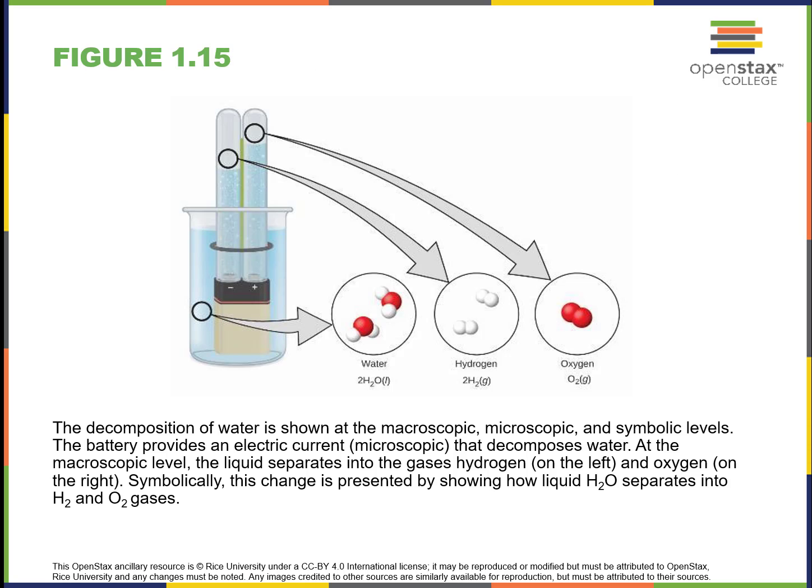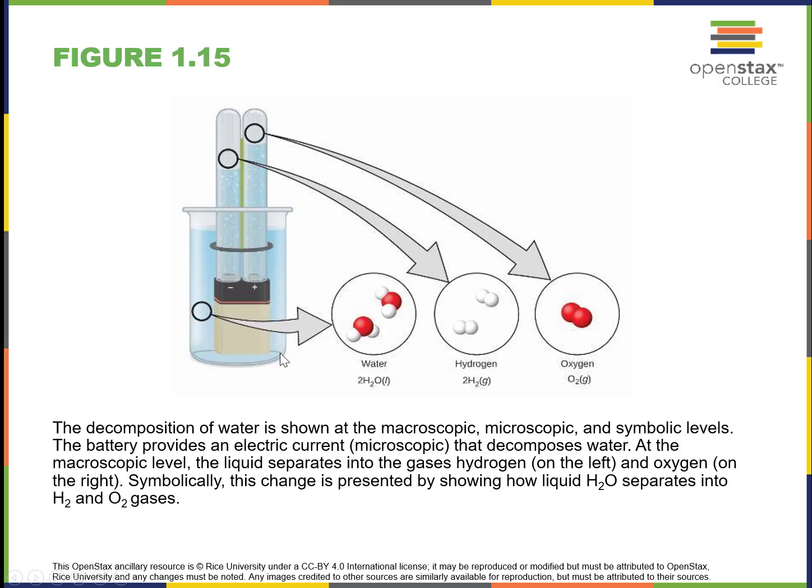Here we're showing an example of a reaction occurring. We're showing the decomposition of water. It turns out if you put electricity through water, you can turn it into hydrogen and oxygen. And we're showing that here. And we're showing it again, so kind of a rehash of some things we talked about in the first two sections. We're showing it in three ways.